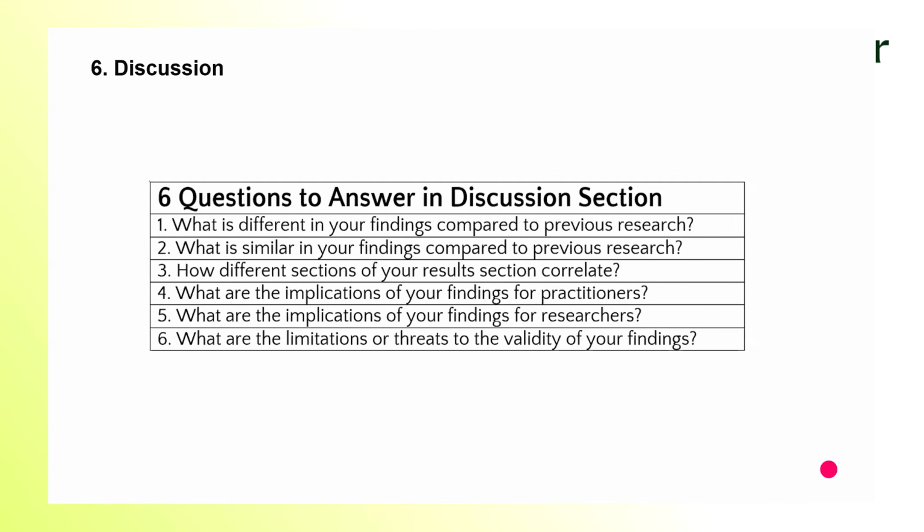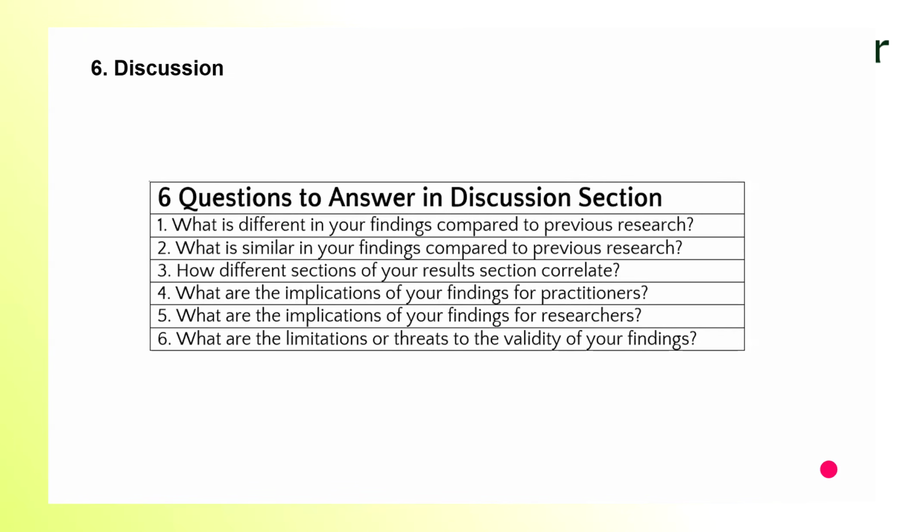Then the second question is: what is similar in your findings with respect to existing research? The third one is: how do different sections of your results correlate? Sometimes the results that you obtained for research question 1 might have a very good correlation with the result that you obtained for RQ2. So just reflect on this, a holistic reflection on the results section.